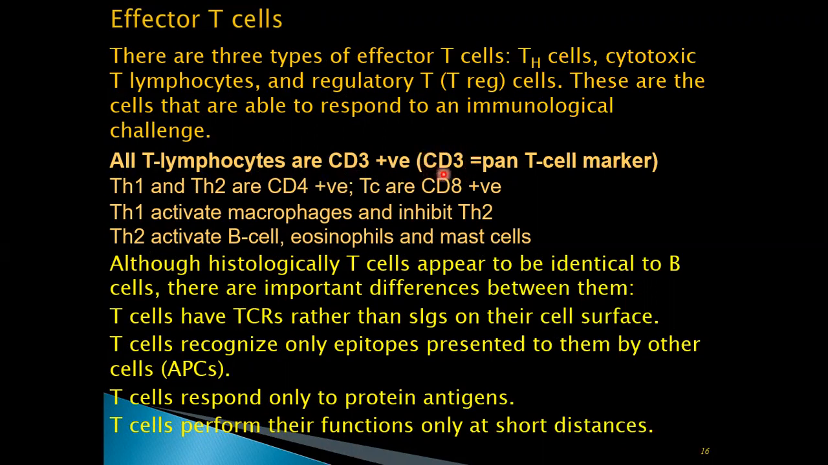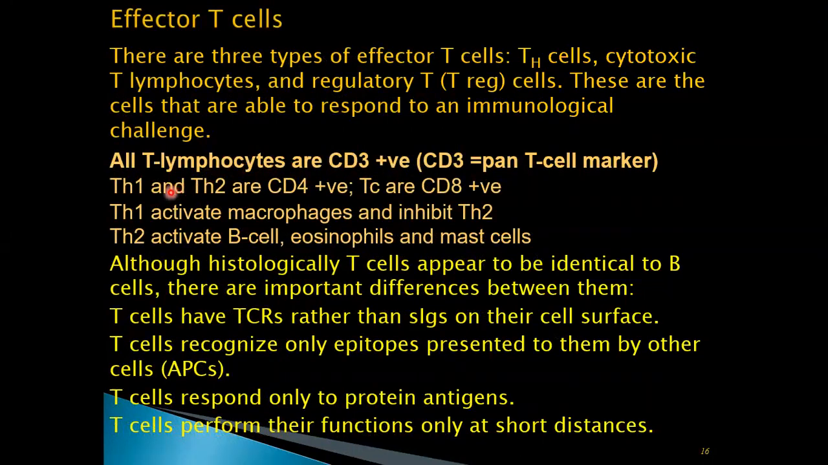So if a cell is not CD3 positive, we don't call it a lymphocyte. To be a T lymphocyte, it must have the CD3 peptide present in the cell membrane. So it's called the pan T cell marker. Pan T cell marker means CD3 positive cells.